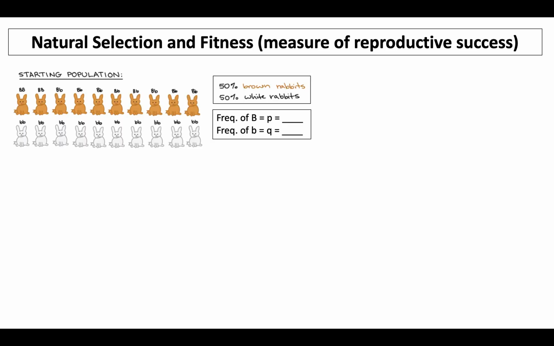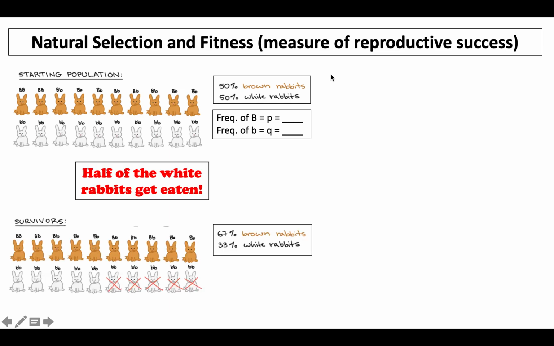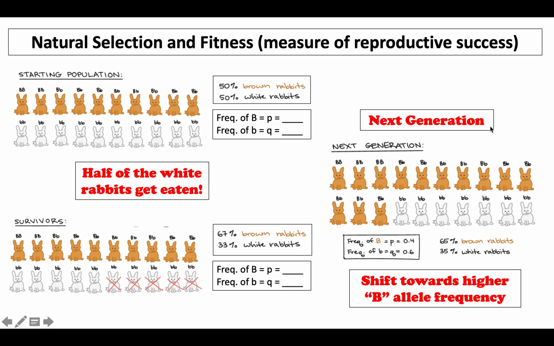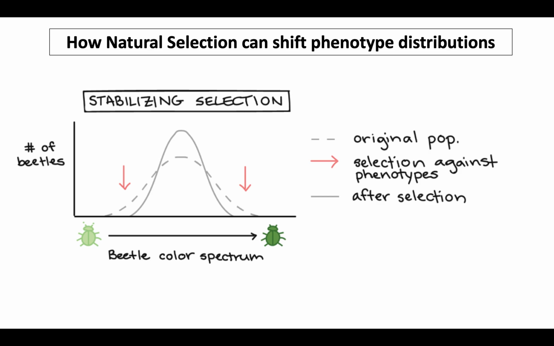Remember that when we're talking about natural selection and the survival of the fittest, we're really talking about not only survival, but the ability to reproduce, all right? So here we just have a population of rabbits. Half of the white ones have been eaten, and now the next generation changes, right? You get a shift towards a different allele frequency. There are 3 kinds of ways that you can see shifts in phenotype distribution.